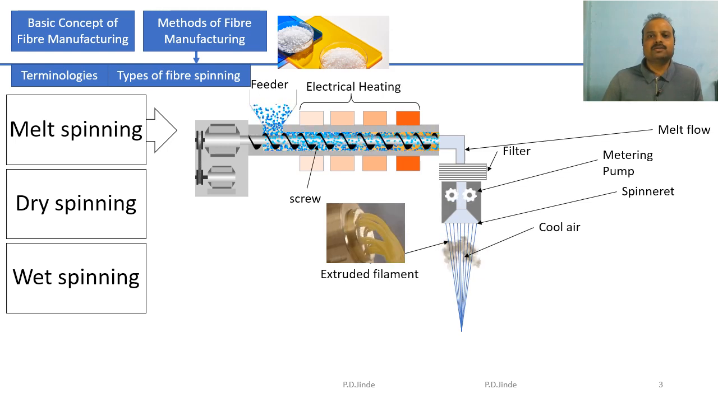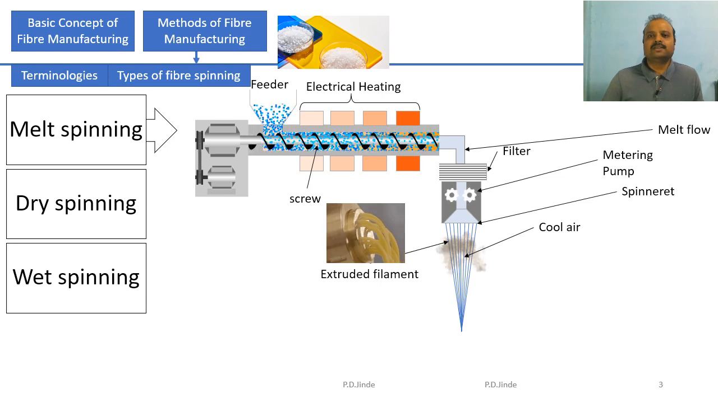The melt then passes through small holes at the bottom of the spinneret, and the melt gets the shape of a filament. This process is known as the extrusion process. Extruded filaments are quickly solidified by applying cool air. Once cooled, these filaments are applied with a spin finish.